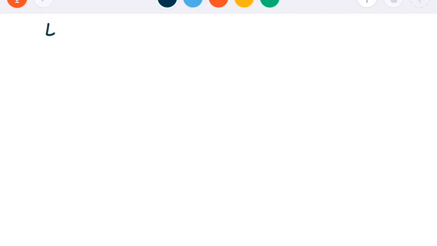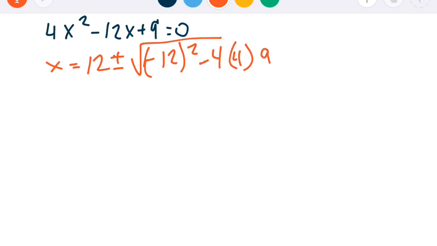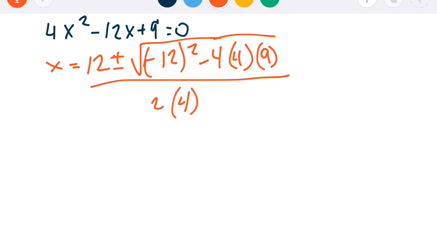So this problem, we're going to have 4x squared minus 12x plus 9 equals 0. All right, so first step, again, plug into the quadratic formula. So x equals negative b. So negative b is already negative, so it's going to be positive 12 plus or minus the square root of b squared. Remember that song? Minus 4ac divided by 2a. So once you plug in, the next step is to simplify.